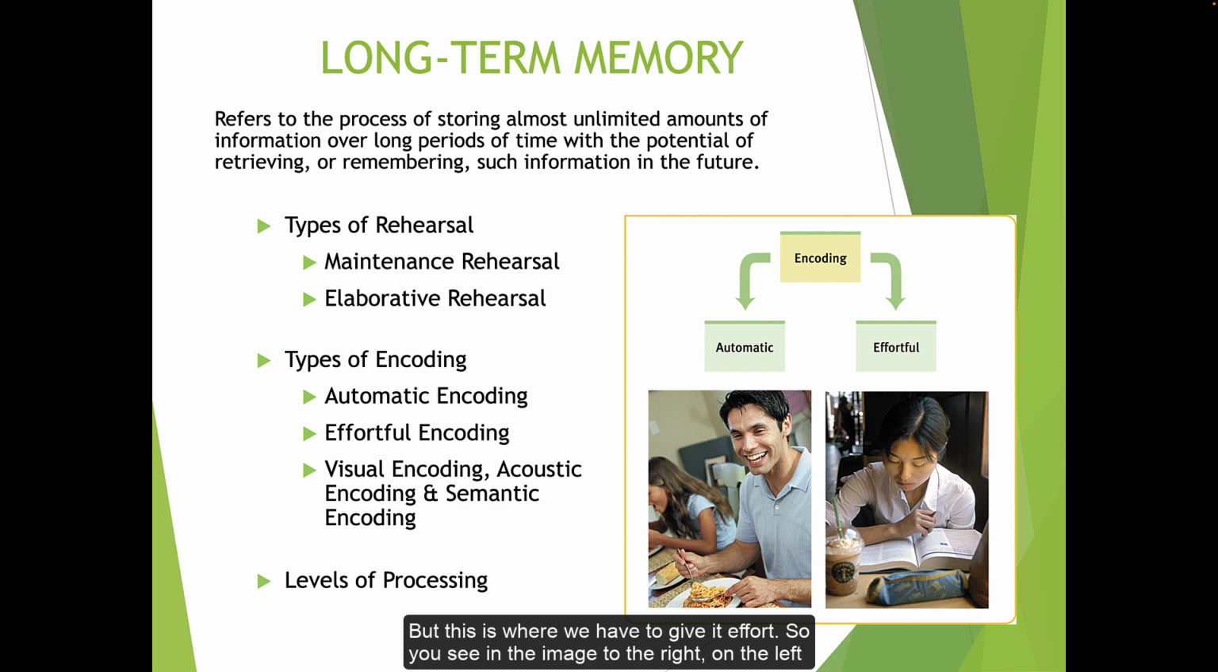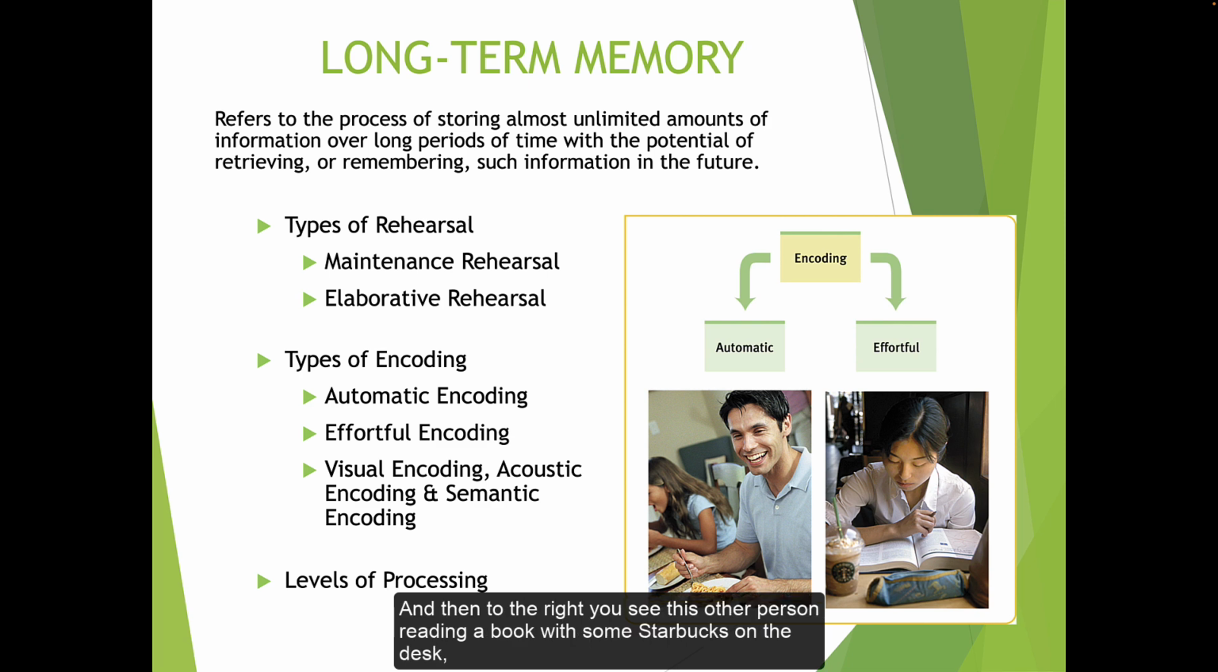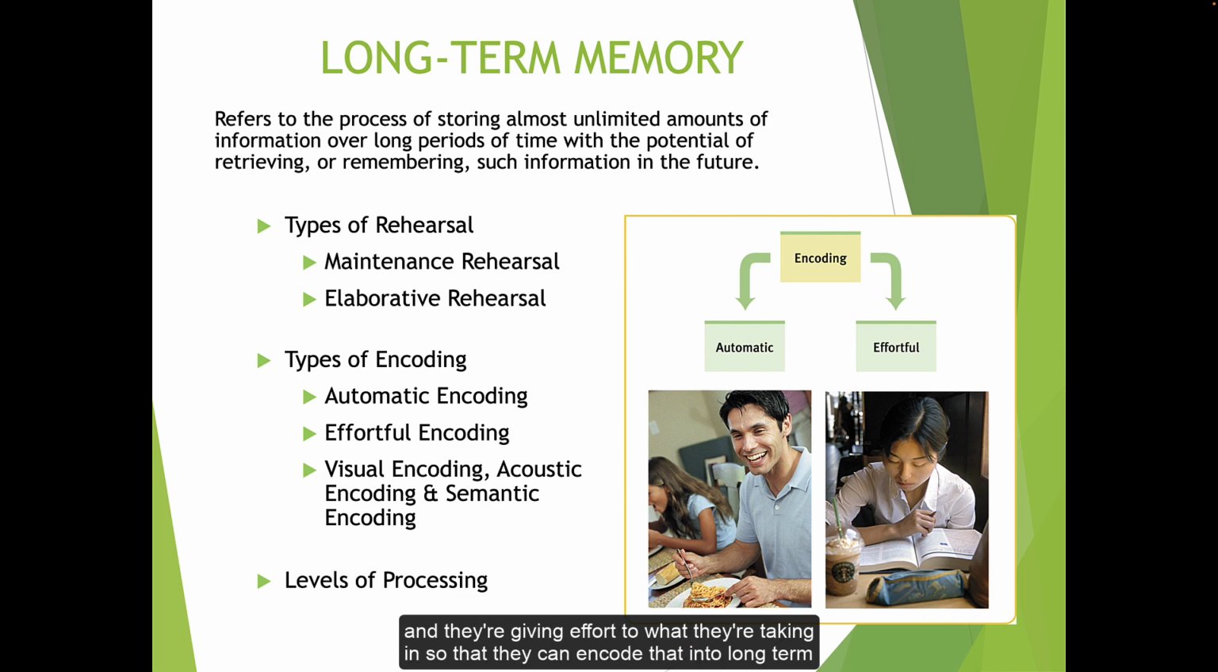So you see in the image to the right, on the left side is automatic encoding. This person is eating spaghetti. And so they're probably going to be able to remember that they ate spaghetti for that meal. They don't have to repeat it in their head. I ate spaghetti, I ate spaghetti, I ate spaghetti. This is an automatic encoding example. And then to the right, you see this other person reading a book with some Starbucks on the desk, and they're giving effort to what they're taking in so that they can encode that into long-term memory.